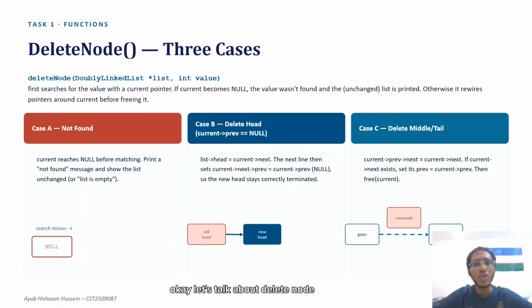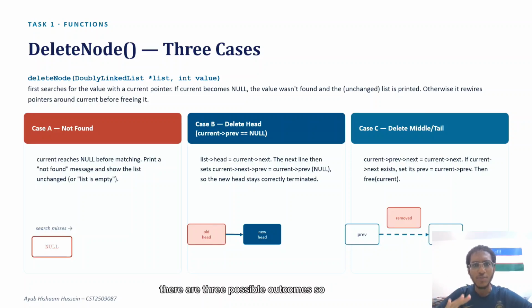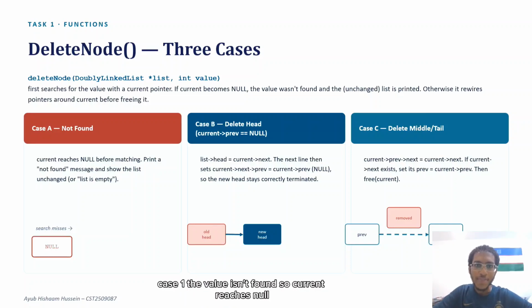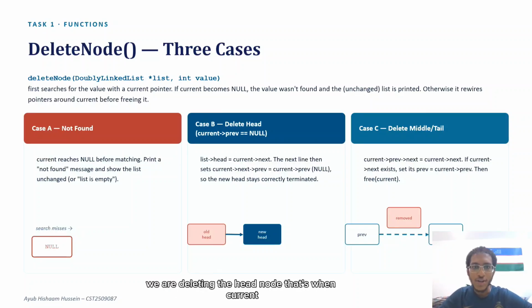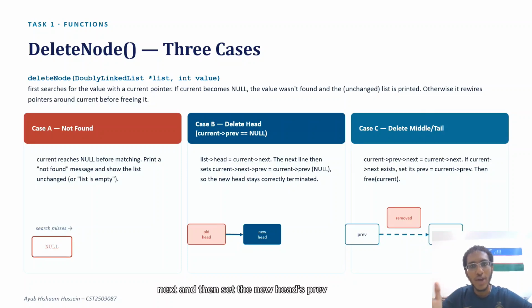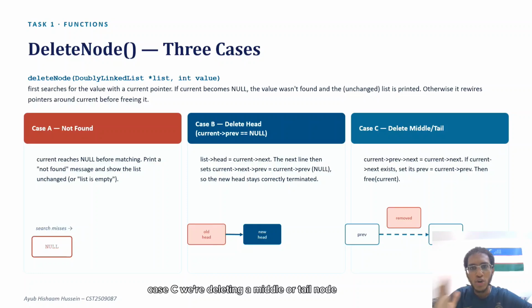Okay, let's talk about delete node. It first searches for the target value using a current pointer, exactly like find node. There are 3 possible outcomes. Case A, the value isn't found. So current reaches null, so we print a not found message and just display the list unchanged. Case B, we are deleting the head node. That's when current->prev is null. We update list->head to current->next, and then set the new head's prev back to null, so it's properly terminated. Case C, we're deleting a middle or tail node.